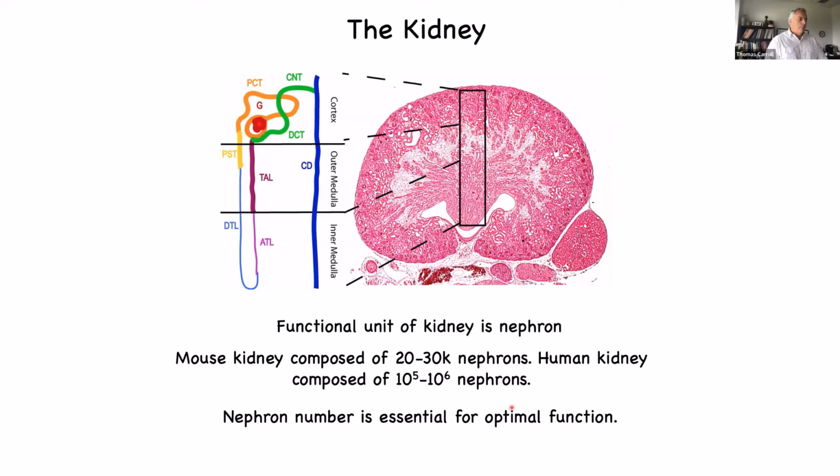And we know that nephron number is essential for optimal function. It's estimated that if you fall below 10% of that average number, so in a human somewhere below 100,000 functioning nephrons, you're in end-stage renal disease.